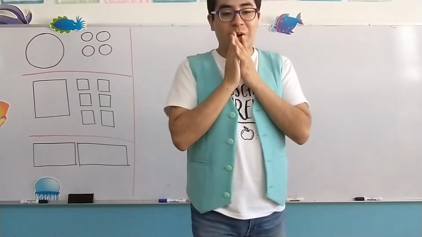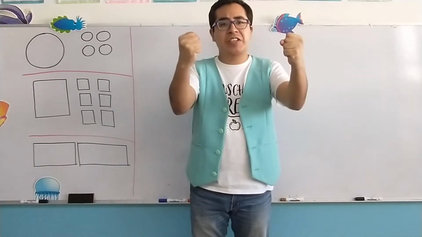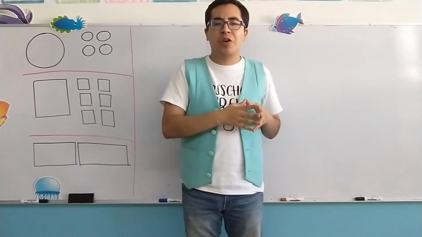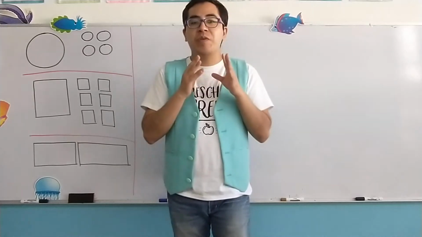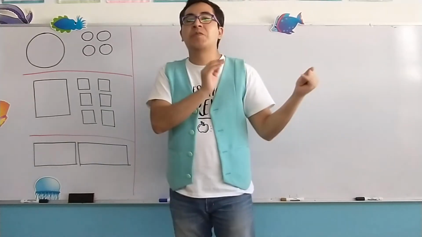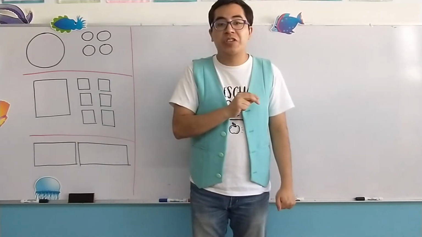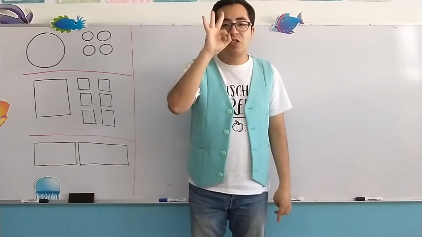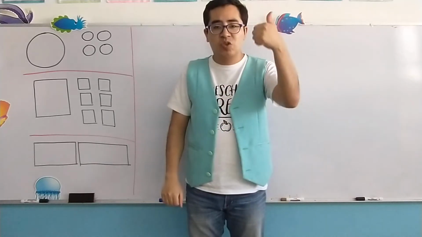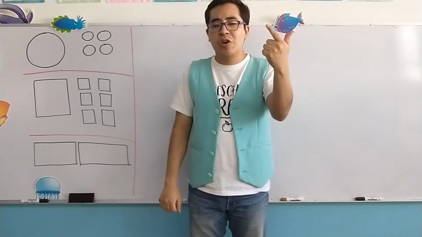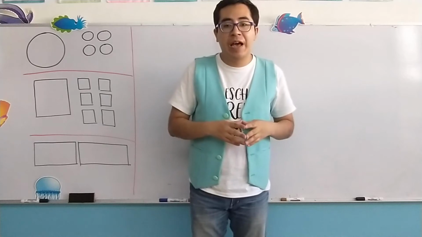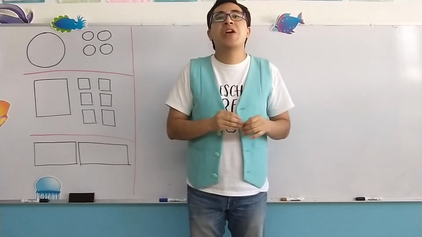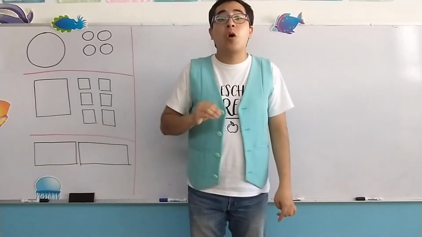So, today, my children, we're going to make an exciting activity using the geometric shapes. But before we start, let's review the geometric shapes that we saw yesterday. Yesterday we saw three geometric shapes: the square, the circle, and the rectangle. And of course, each one of those shapes, we associate with objects.